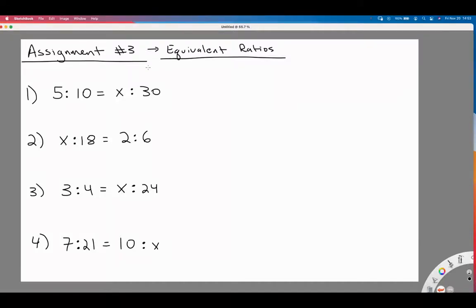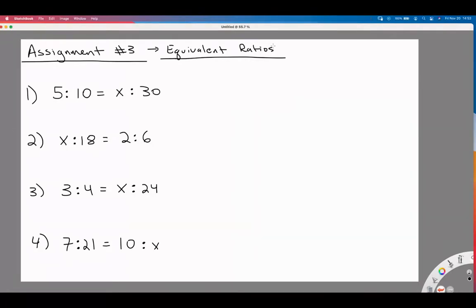I just want to go over assignment number 3 that's going to talk about equivalent ratios. And these are just made up examples. They don't happen to be on assignment number 3, but what we can do is use the skill that we're going to be talking about in these 4 examples and apply it to that assignment here.